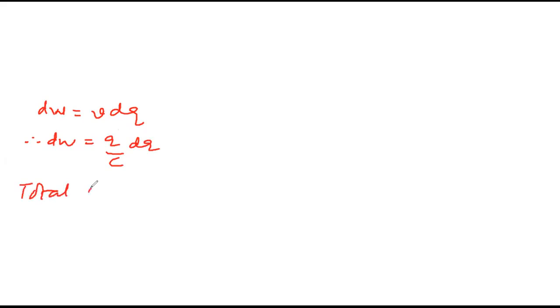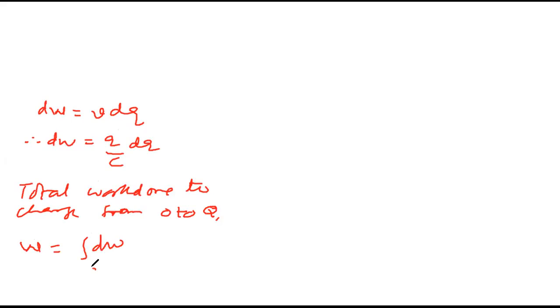So the formula for small work done, dW, will be V dQ. Correct? Now I explained how. So dW is V, which is Q by C, into dQ. Total work done to charge from 0 to total charge Q, W is the integration of dW from 0 to Q.